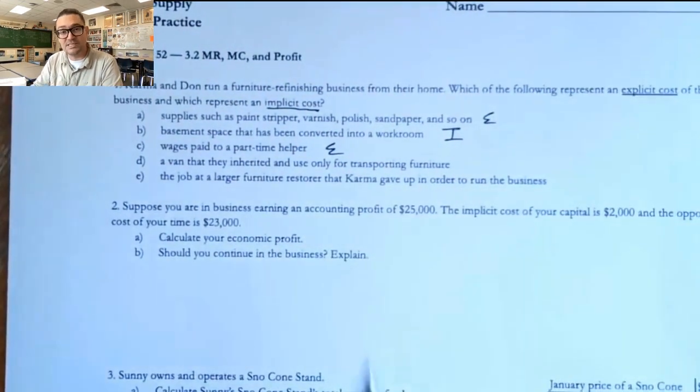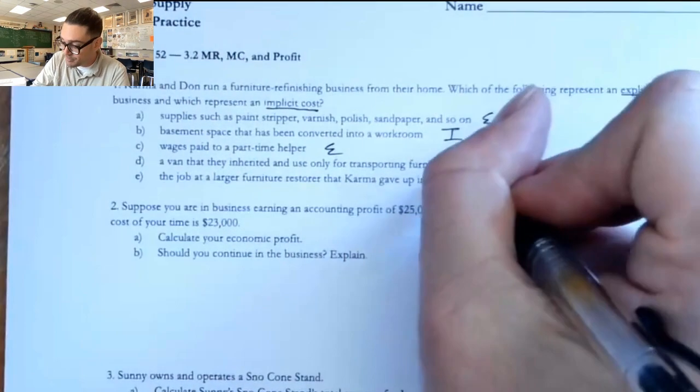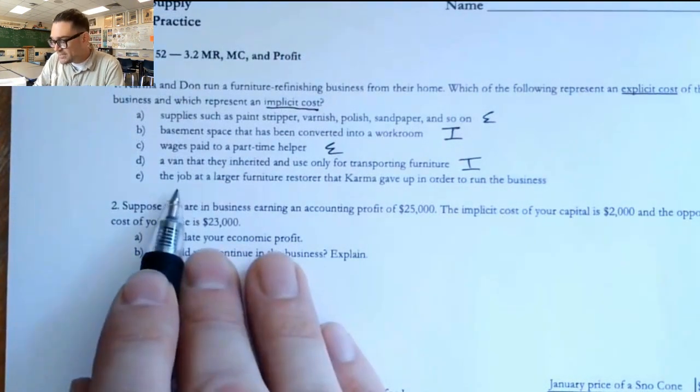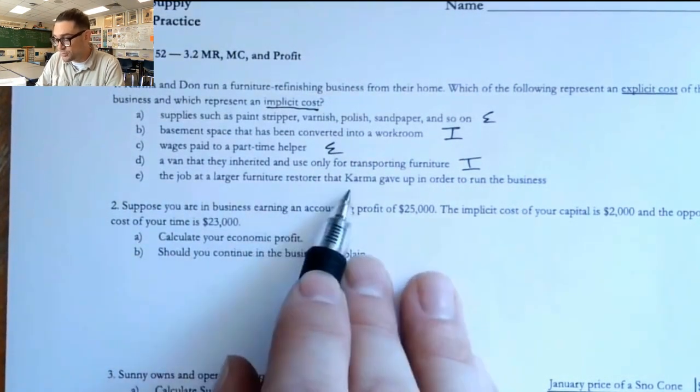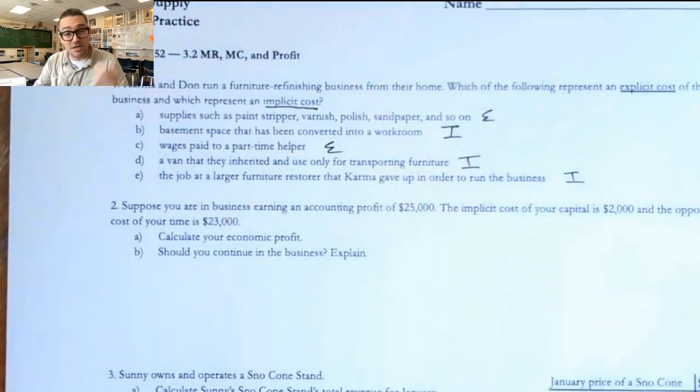We'd say that's explicit. A van that you inherited and use only for transporting furniture, well, that's an implicit cost. Again, what else would you be doing with that van? You didn't spend money on the van, so that's why we wouldn't say it's an explicit cost. In this case, you're using the van in order to do your business. What else might you be doing with it? Maybe you could sell it, maybe you could use it for Uber. The van or the job at a larger furniture restorer that Karma gave up in order to run the business, also an implicit cost. It's the implicit cost of your labor.